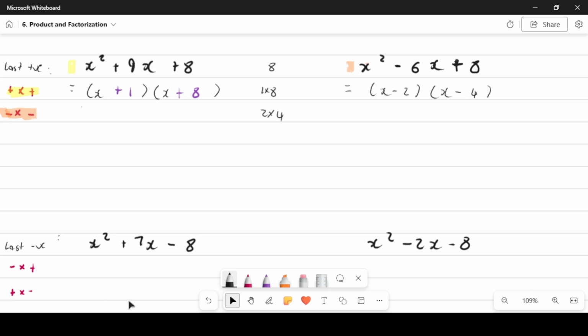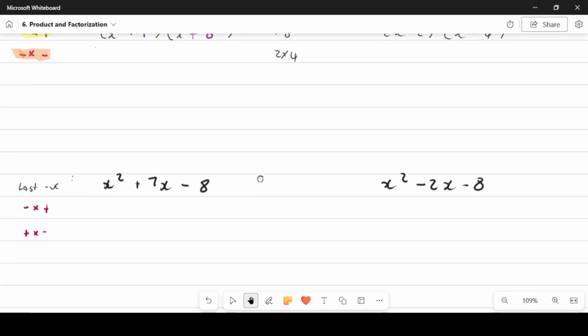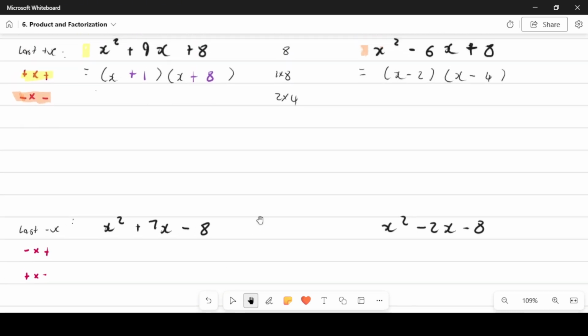Now let's look at the case when we have the last term as negative. When you have the last term as negative, and this is going to require a bit of explanation. When the last term is negative, you either have to have 1 positive and 1 negative, or 1 negative and 1 positive. So what we know so far is we can write this here. X, and now we have to find the outer terms. Very simple.